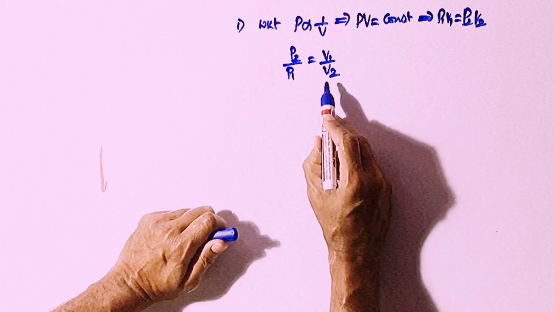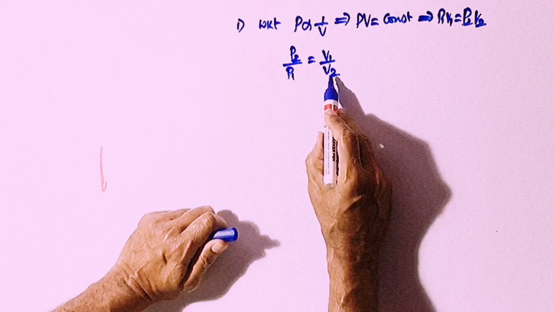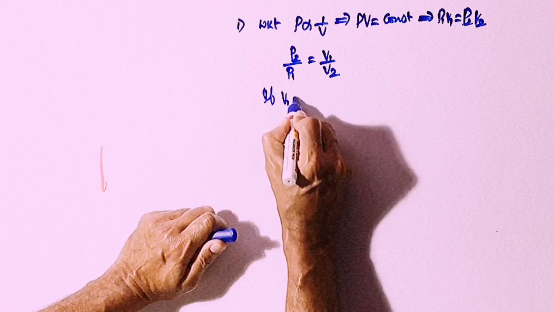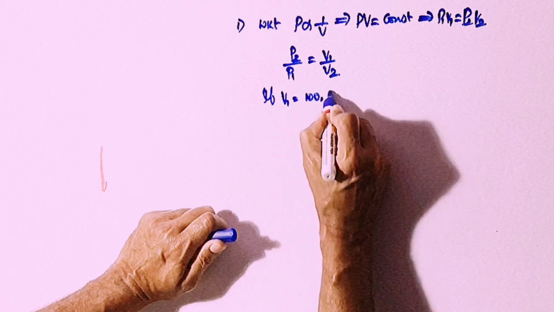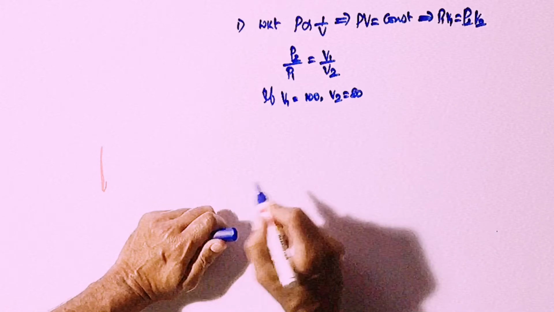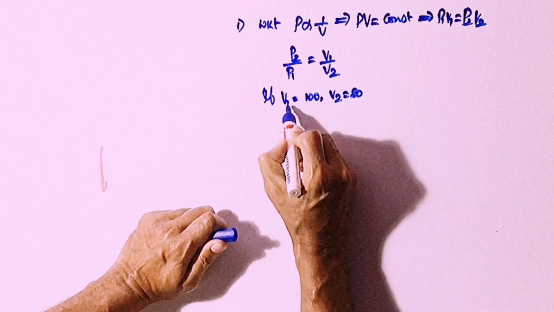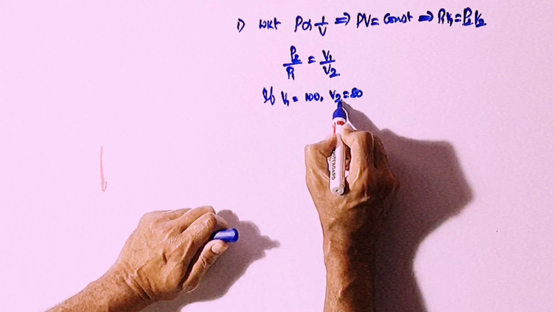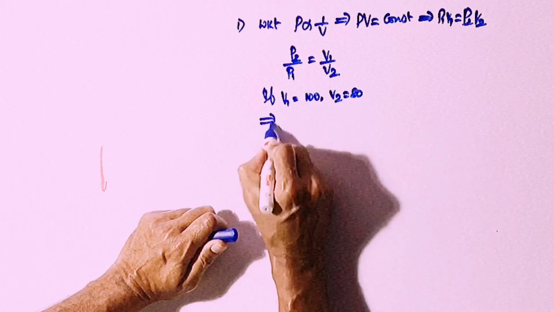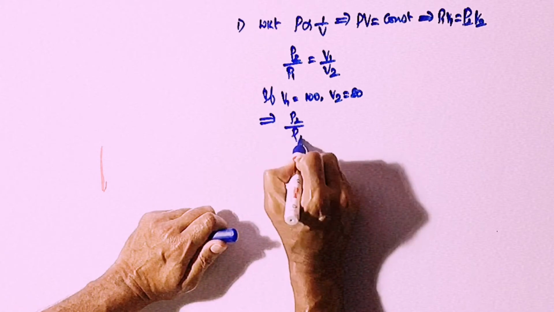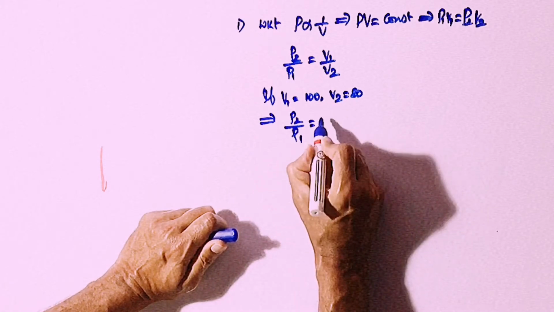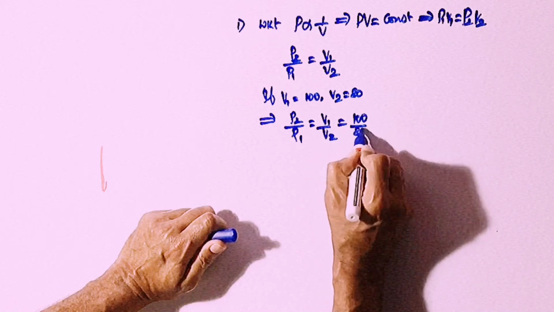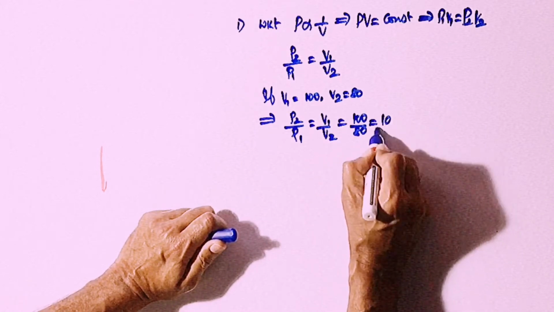The question says that the volume of a gas decreases by 20%. So, if V1 is equal to 100, V2 is equal to 80. We'll assume that all numbers 1 represent initial, numbers 2 represent final. This implies P2 by P1 is equal to V1 by V2, which is equal to 100 by 80, which is equal to 10 by 8.